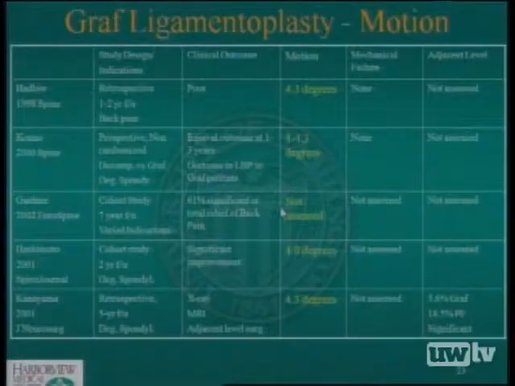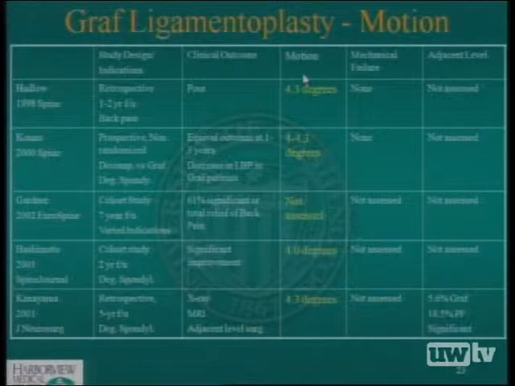If we look at these in more of a summary type slide, I think the main thing here is that you do appear to maintain some type of motion with this, which is one of the goals. The only study that really looked at adjacent level disease was this one here, where we found that with the Graf ligamentoplasty, they had a lower rate of adjacent level disease, and this is in a retrospective study over 5 years. Again, if you look at the indications in this column here, back pain, degenerative spondylolisthesis, varied indications, I think this is part of what clouds this data and makes it difficult to interpret what the indication for this really is.